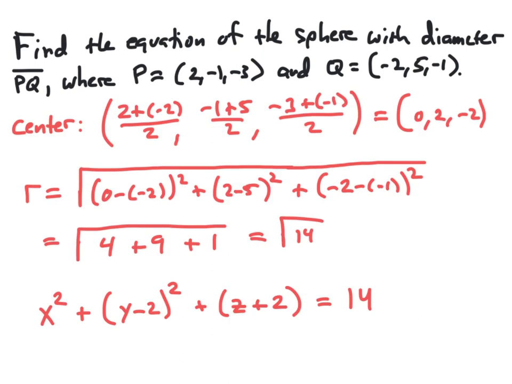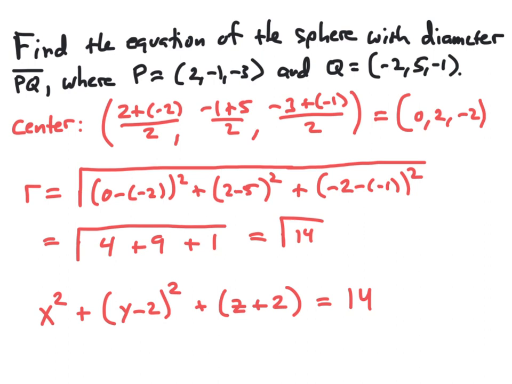We first find the center of our sphere, which will be the midpoint of points P and Q. Using the midpoint formula, we see that the center will be the point (0, 2, -2). We then find the radius by calculating the distance between our center and the point Q. Here we use our distance formula, and we find that the distance between (0, 2, -2) and (-2, 5, -1) is the square root of 14.